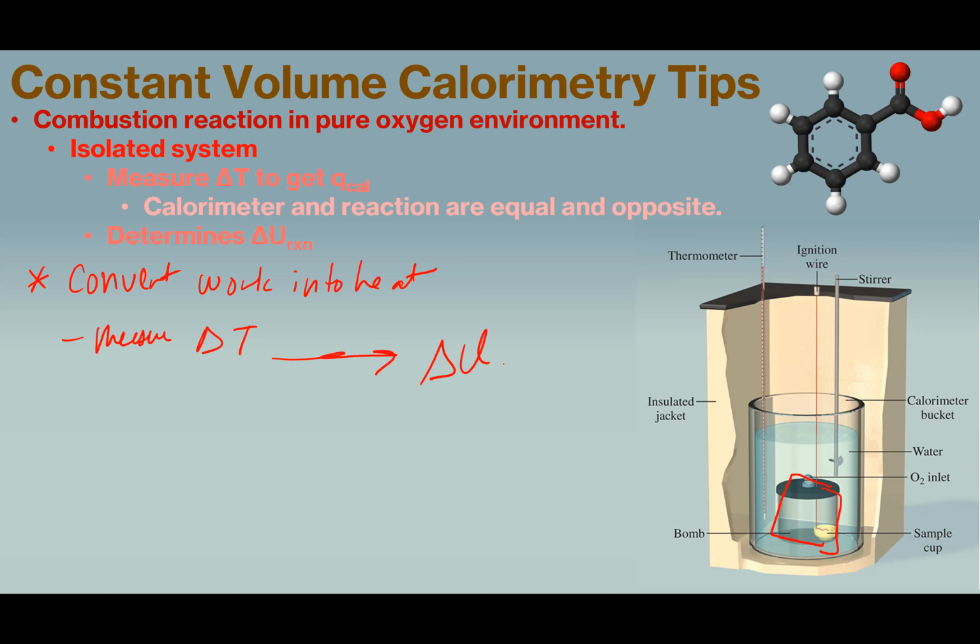Typically, our delta T is going to directly get us to a Q for the calorimeter, and the Q for the calorimeter will lead us to a Q for the system, or Q reaction, and that will lead us to delta U. Remember, the internal energy is the sum of all the kinetic and potential energies. When doing constant volume, we're using Q equals heat capacity times delta T. The heat capacity is determined by experiment for the calorimeter.